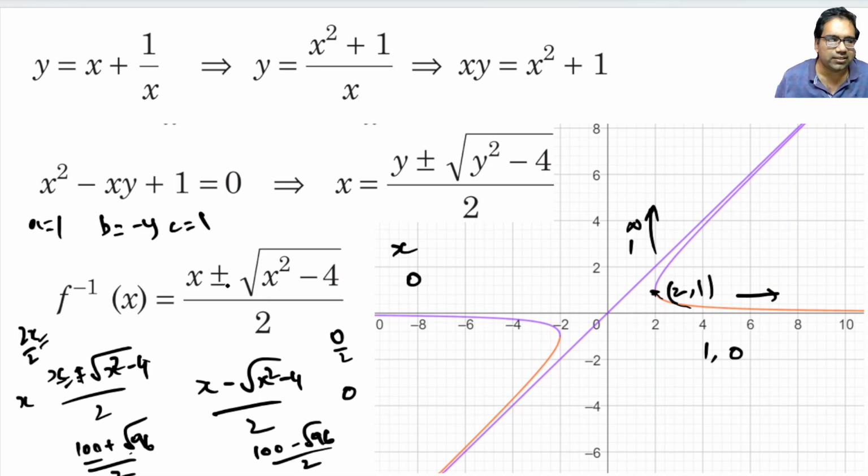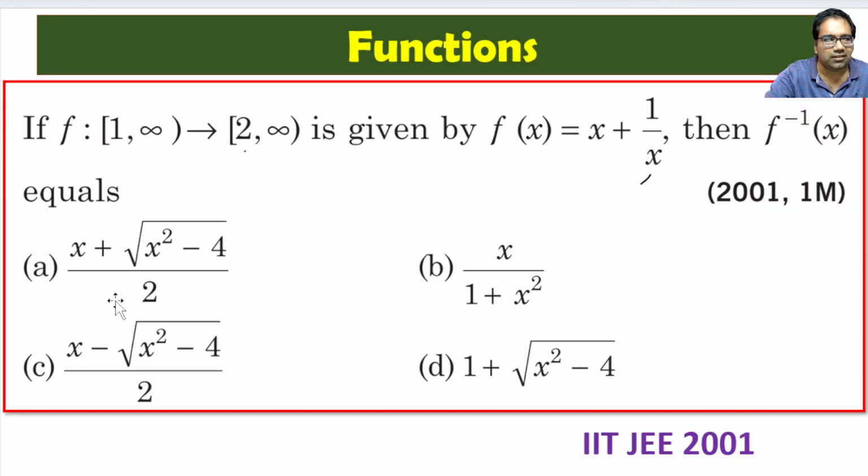So that's why this negative part we have to ignore. Positive part is the only correct answer. X plus under root x square minus 4 by 2 is the correct inverse. Right, guys? Hope you like this. It's a beautiful concept. We need to be a little careful in these cases. Basic algebraic manipulation or roots of quadratic equation only are involved here.